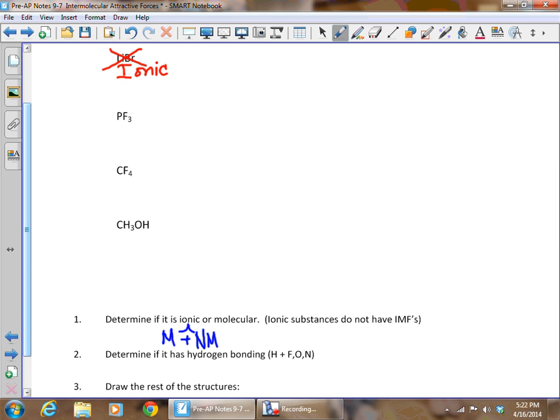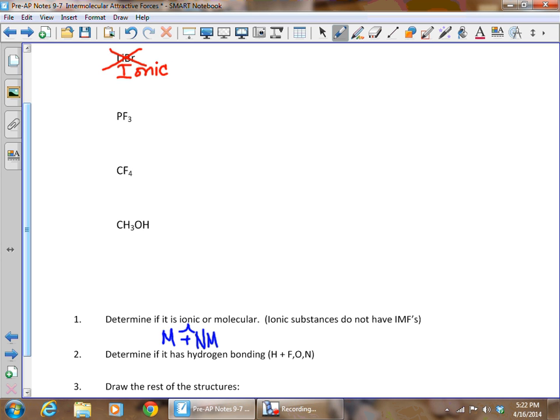The next one you're going to look for is hydrogen bonding, because you want the predominant one, and hydrogen bonding is the next strongest one. So look for one that's hydrogen bonding, which has to have hydrogen bonded to F, O, or N. Now, PF3 and CF4, those do not have hydrogen bonding.